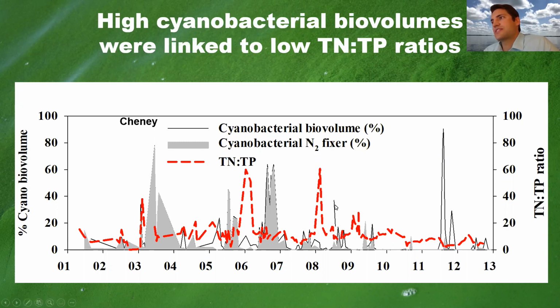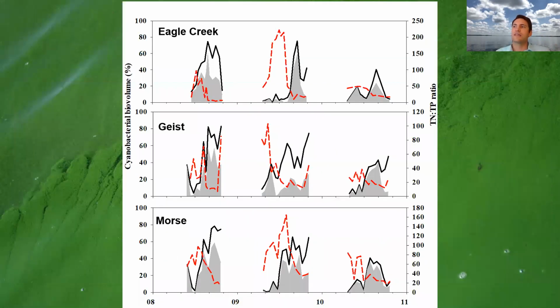So here's Cheney, and what you can see is when this red line goes very high, there isn't much cyanobacteria, especially nitrogen fixers. Here in 2006, maybe it spurred a little bloom, but not nitrogen fixers. So we see the same pattern that Val saw originally in his data. When we look at Eagle Creek, Geist, and Morse, we see that same thing. Again, there are times where you see an increase in the nitrogen to phosphorus ratio, maybe here, and you also see an increase in cyanobacteria, but in most situations the ratio starts high, it goes low, and then cyanobacteria increase. Just like what we see in Willow Creek.